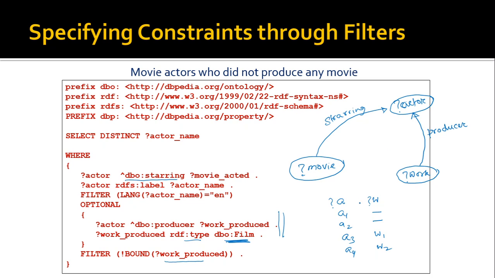So this movie, we are looking at it as a kind of anonymous node, but you can do it in many ways. What we are trying to get as output is this set of entities, because for A3 and A4, the work produced variable is bound. So here it is bound, and here it is also bound. But here it is not bound, and here it is not bound. That's why A1 and A2 would be our output, right?